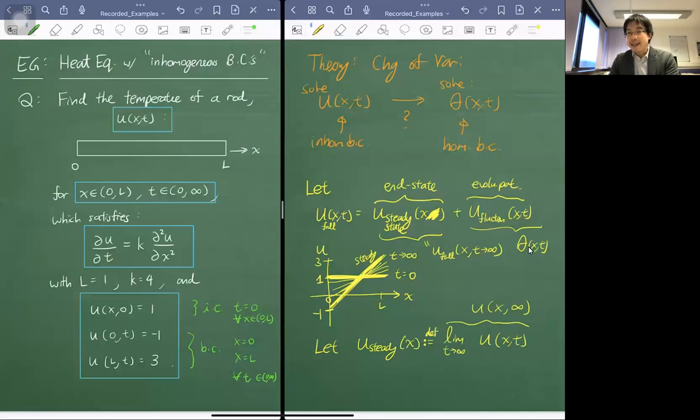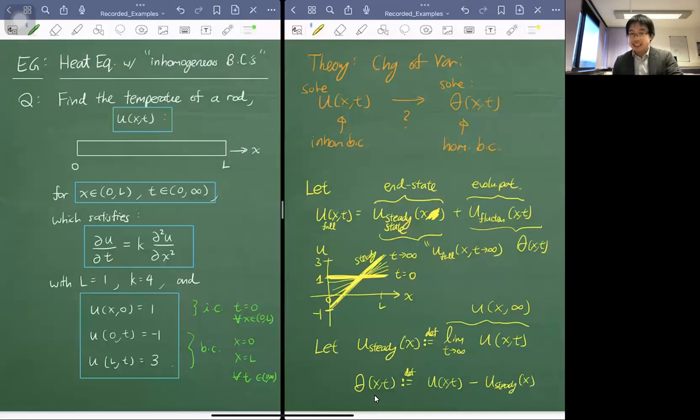And we're going to define theta, and theta of x, t is the fluctuation, and we define this as the difference between the complete solution minus u steady, like that. Okay, so this is the rigorous way to define the two new variables, because we introduced two new functions, and this is what we're going to solve for.